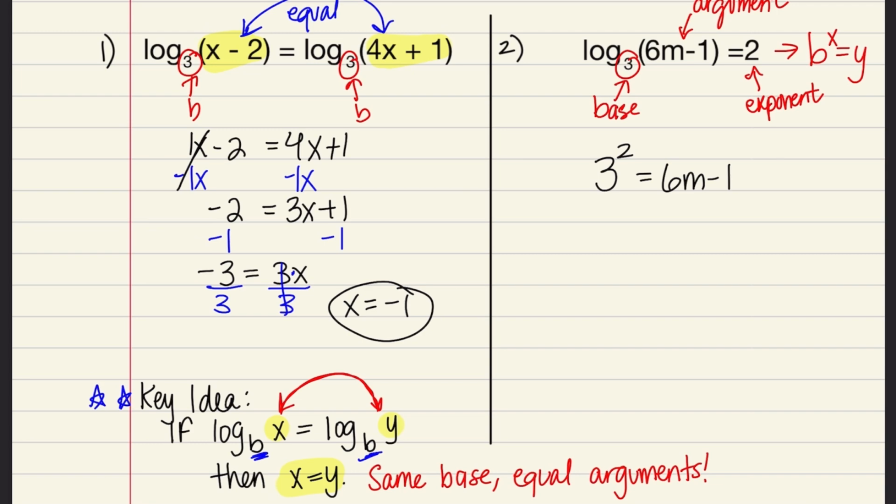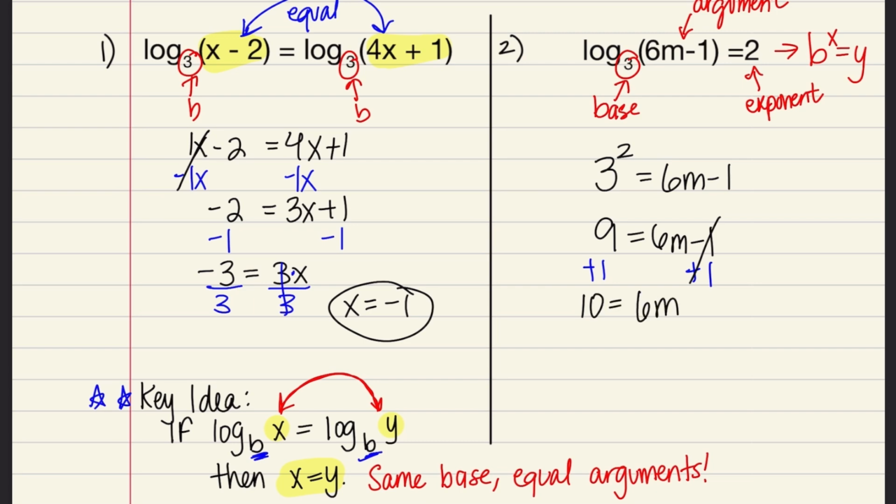I know here to simplify, 3 squared is 9. So 9 equals 6m minus 1. Then using inverse operations, I'm going to tackle that negative 1 first. I know the opposite of subtraction or negativity is positive. We're adding 1 to both sides to get rid of it. Cancels on the right side. I'm left with 10 equals 6m.